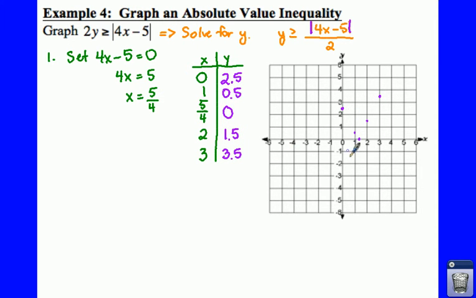So there are your points you can use. Granted, they don't look nice and pretty like they have in the past, but that's because your 5/4 is not in the middle of your interval. When the number's not in the interval, then these points are not going to be straight across. They're going to look a little bit differently.